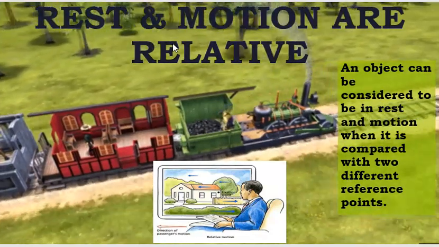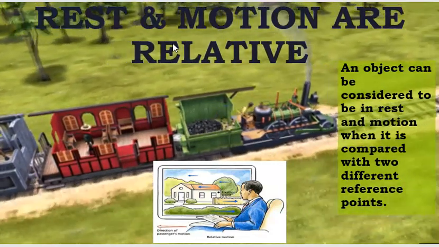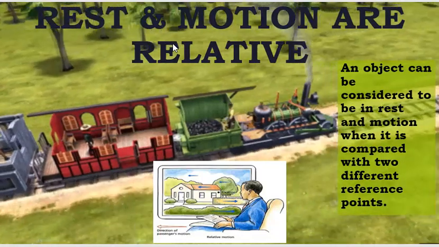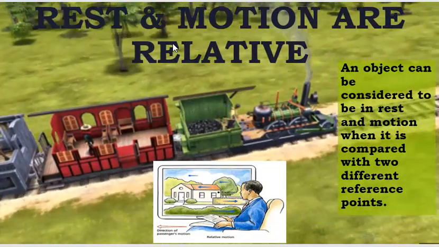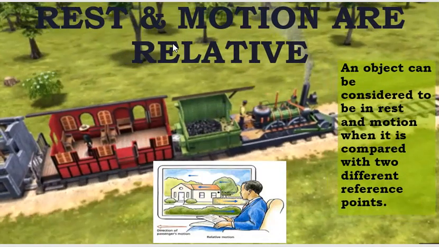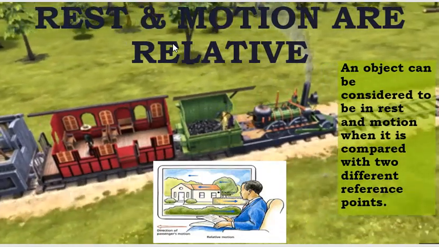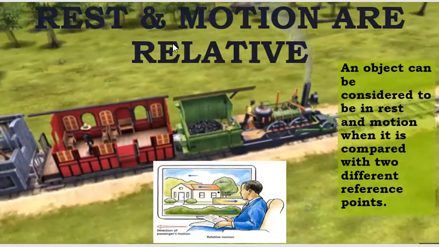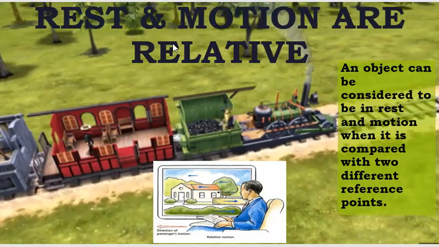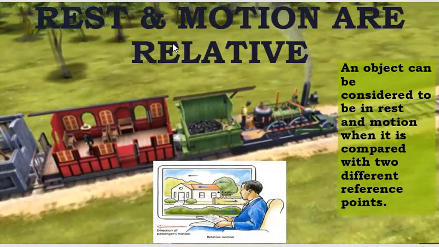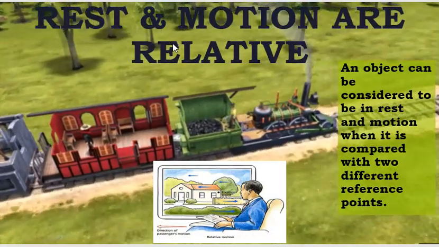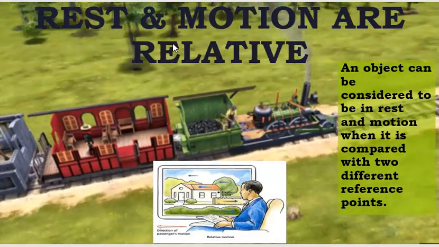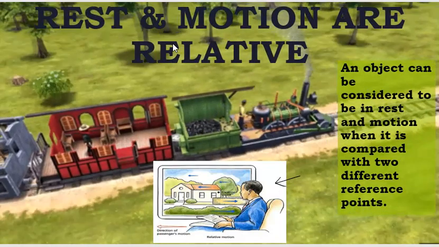When we talk about rest and motion, with respect to some object, generally it is going to be stationary, but not mandatorily. So when we consider two reference points for the same object, then we can say that the same object at rest can also be considered to be in motion. So look at this picture.